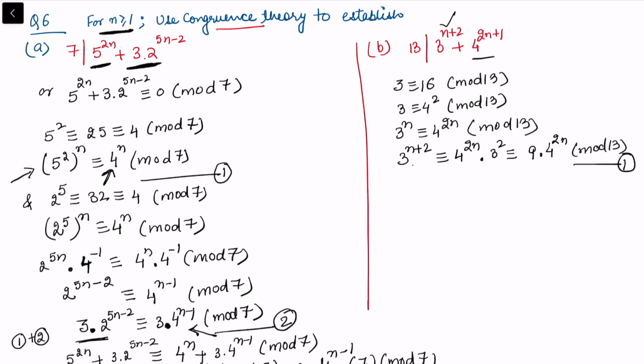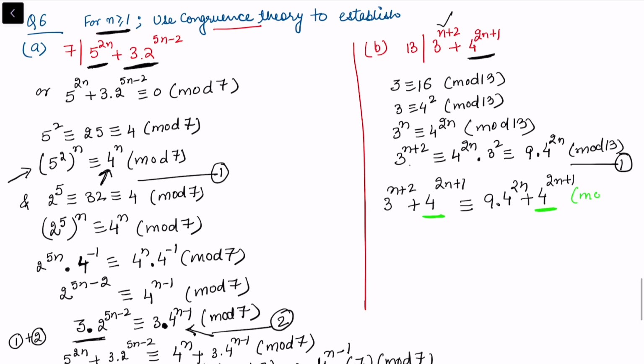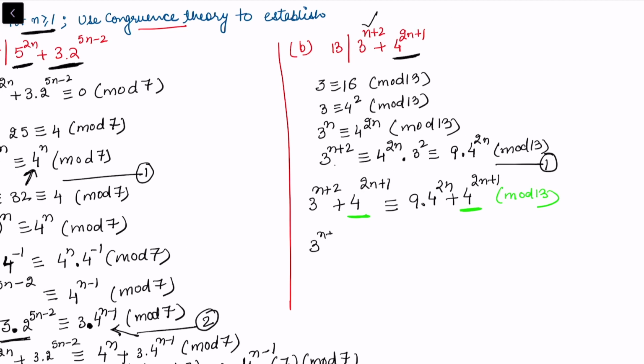So what we can do is either we can reduce this as I did in my first question, or we can add on both sides the same quantity. So here, 3^(n+2) plus 4^(2n+1), added this on both sides: 9 into 4 to the power 2n, and then I've added 4^(2n+1). So this integer I've added on both sides, and then we take with respect to mod 13. Now we can see that this is 3^(n+2) plus 4^(2n+1) as it is, and I take common 4 to the power 2n.